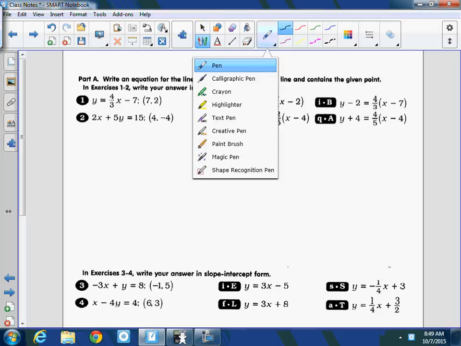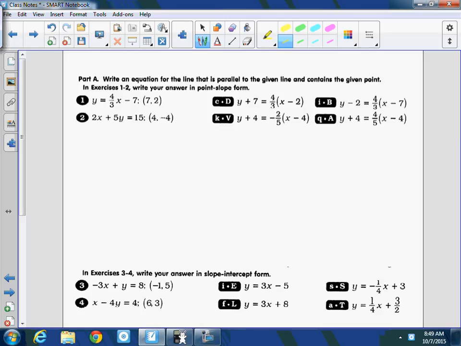Alright, I'm gonna go ahead and start highlighting what I need. So I need a line that is parallel to the given line and contains the given point. And I need it in point slope form. Point slope form, if you haven't figured it out, is over there. But you have a cheat sheet that you can write on, that you can look at. So it is y minus y1 equals m times x minus x1. That's what I want. Okay, so it's parallel to that one, which means what kind of slopes are they going to have? The same.